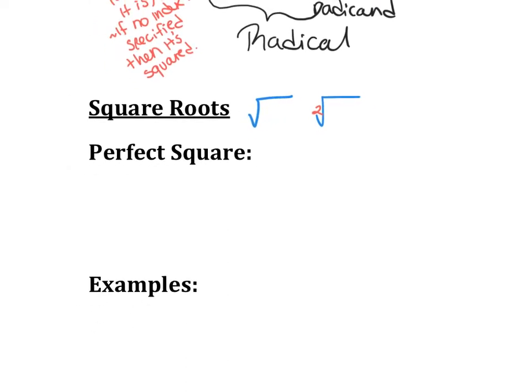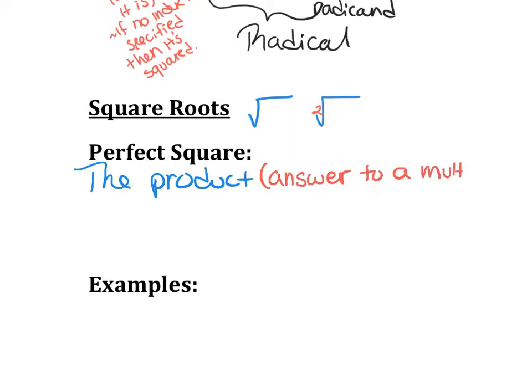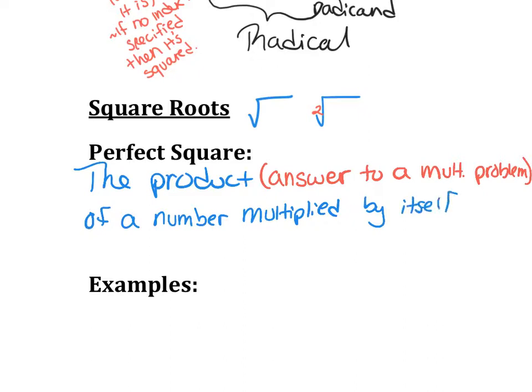So a perfect square is the product. If you remember, a product means the answer to a multiplication problem. So a perfect square is the product of a number multiplied by itself. So the perfect square is the answer to that multiplication problem. When you're multiplying a number by itself, that also means you're squaring that number.